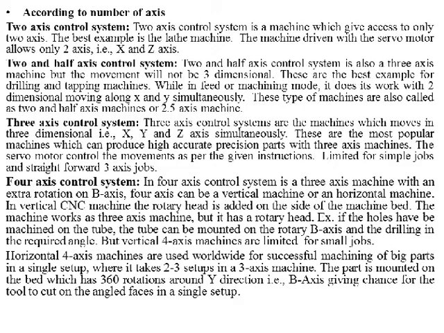In a two-axis control system, the machine will give access to only two axes, that is X and Z axis. The best example is a lathe machine, wherein the machine is driven with the help of a servo motor, and that is a very good example of this two-axis control system.